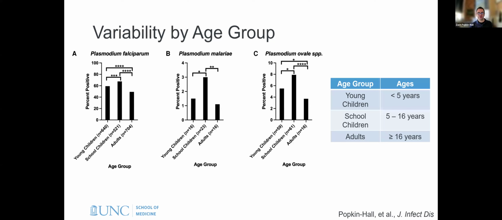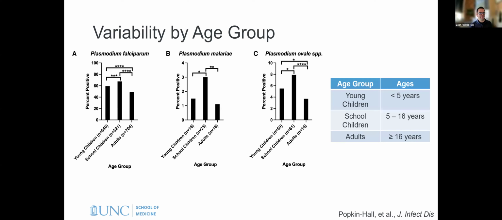So this is to put our results in context from that previous study that had looked at school children. So I've divided the samples into 3 different age groups: young children under 5 years old, school children based on the ages from that previous study, so children between 5 and 16 years old, and then adults, which we here are characterizing as anyone 16 years or older.